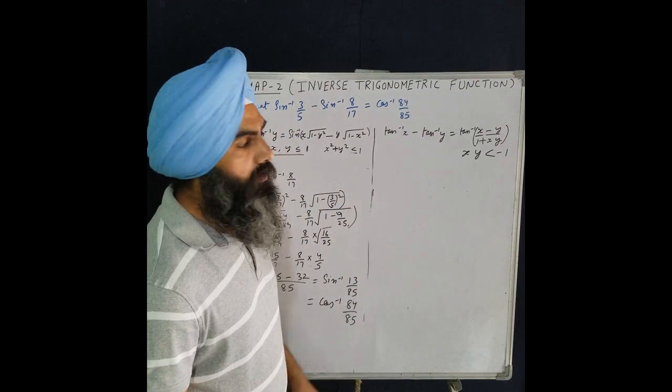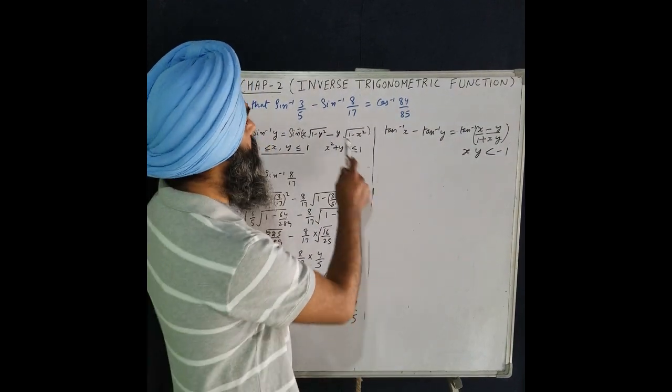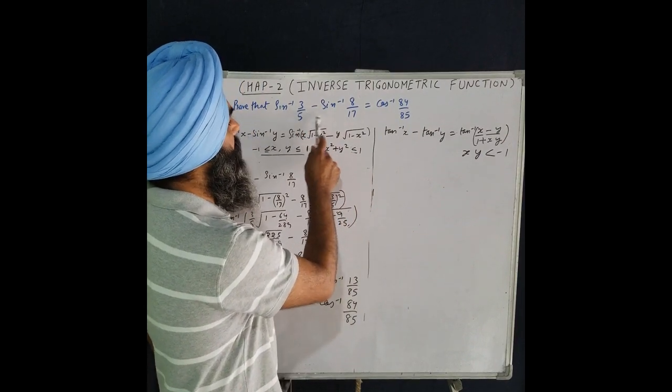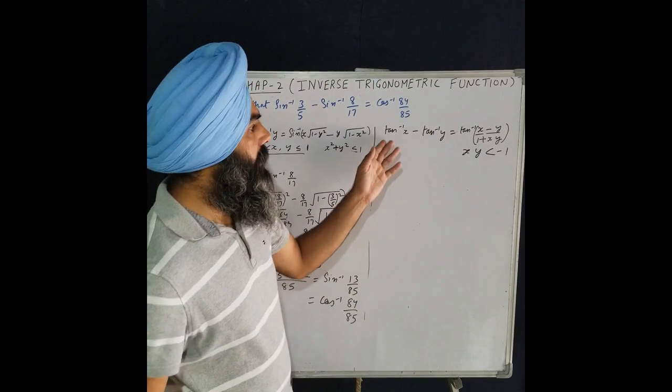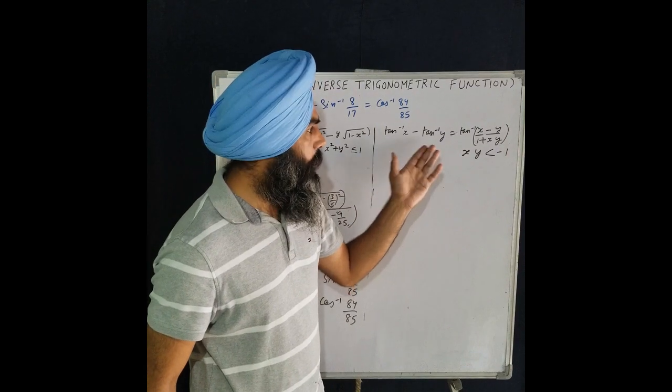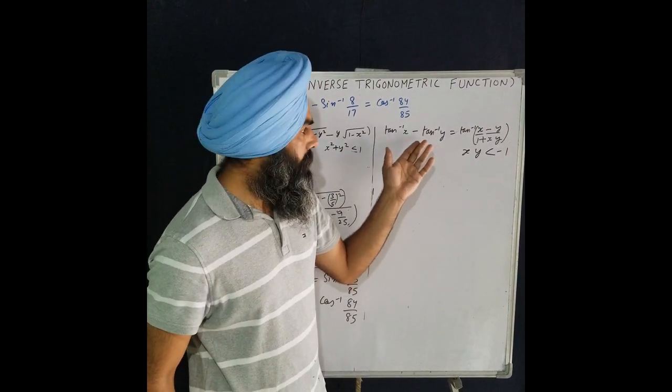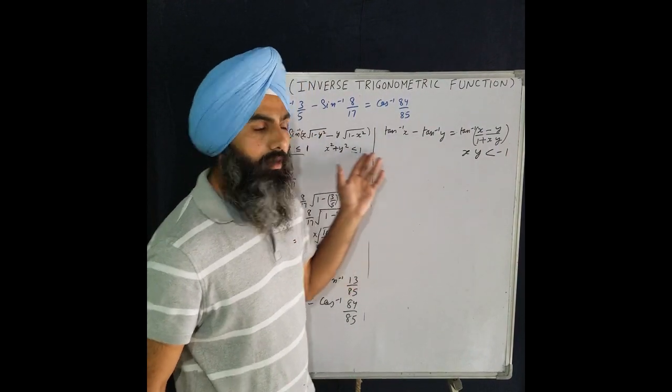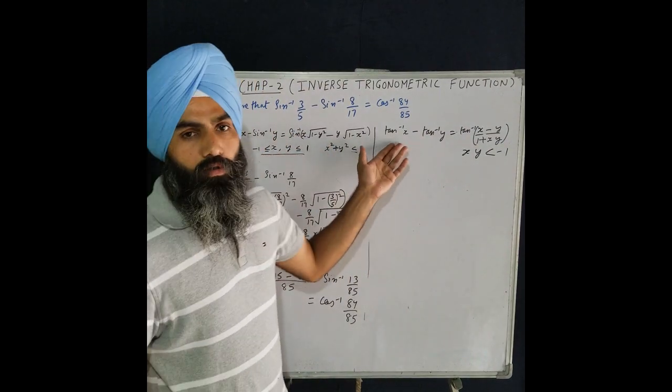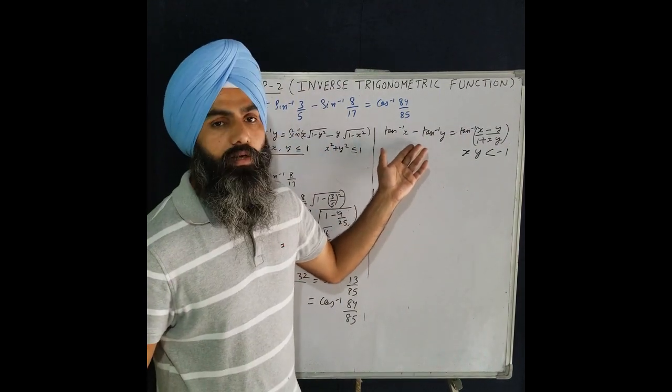84/85. Students, I hope you solve this question, sine inverse 3/5 minus sine inverse 8/17, by this method yourself, because we already solved this type of question in part 1 or part 2. So let's try to solve it. It's your homework.